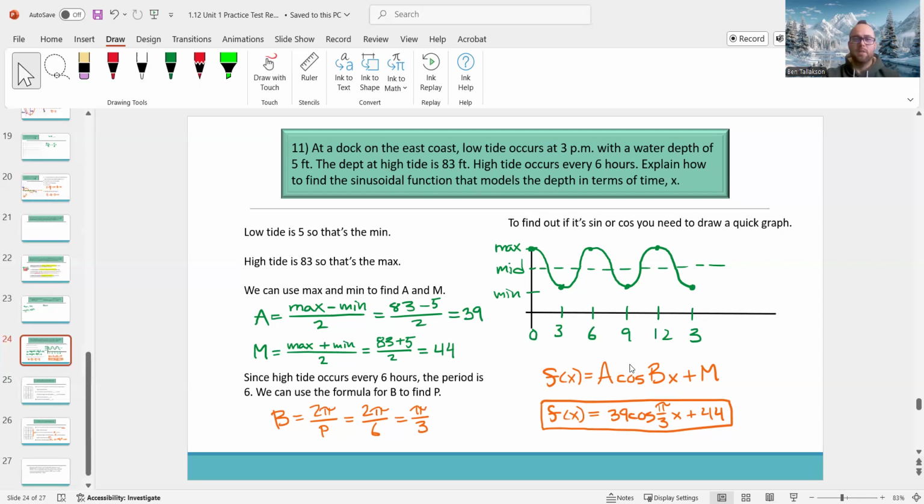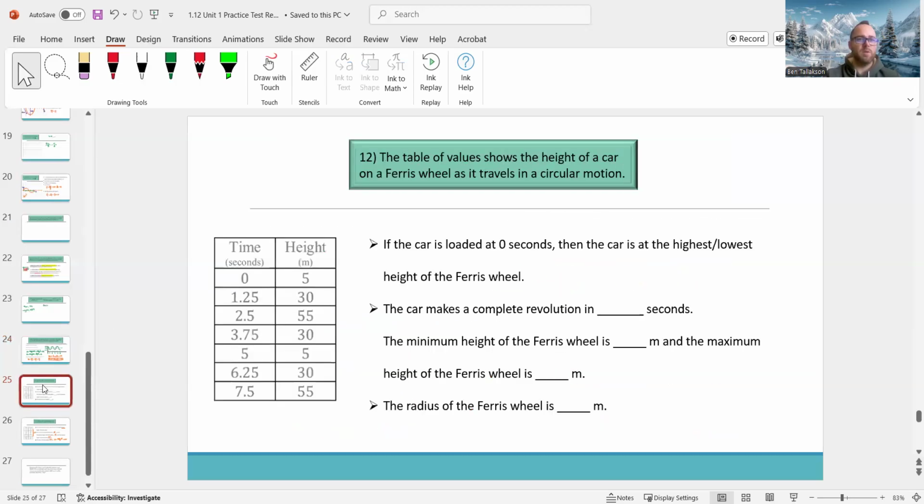So there it is. Let's look at number 12 to wrap this up. The table, we've worked with tables, and we will again right now, shows the height of a car on a Ferris wheel as it travels in a circular motion. If the car is loaded at 0 seconds, then the car is at its what? Highest or lowest height? What do you think? Well, give an answer and maybe try the rest of these because this is what we have.